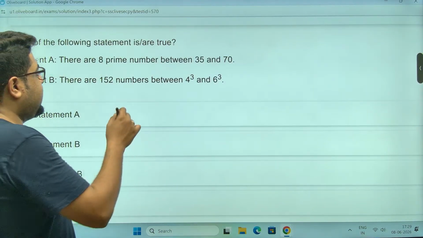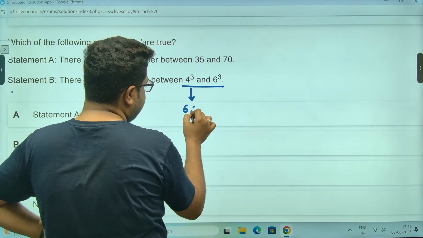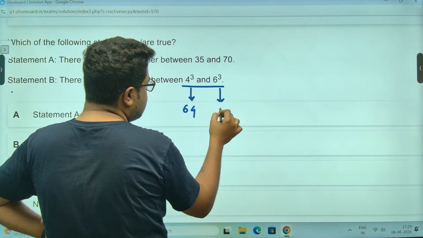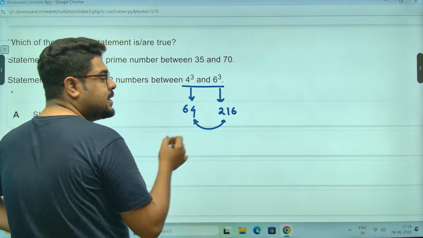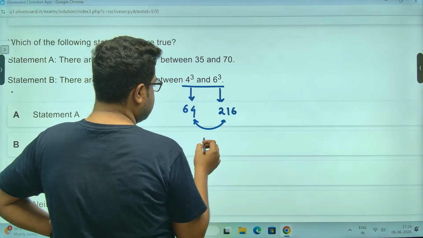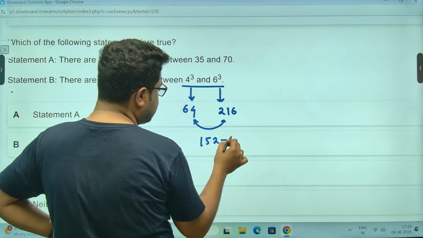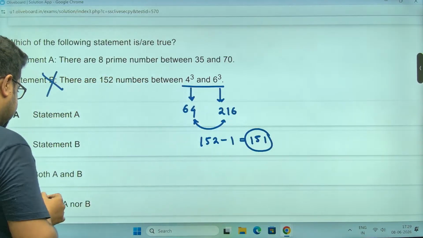Sir, 152 numbers between 4 cube and 6 cube. Sir, 4 cube is 64. 6 cube is 216. Sir, always, how many numbers? Take the difference minus 1, which is 152 here, minus 1. Sir, 151. This is not right. Statement B is incorrect.